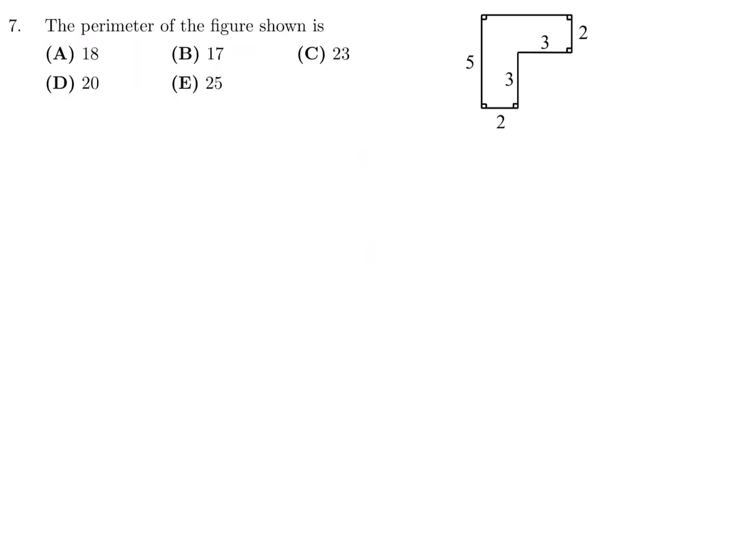The perimeter of the figure shown is, all of these are labeled except this one. So we have to figure that out. Well, from here to here is 2, and from there to there is 3, and these are all right angles. So that means this has got to be 2 plus 3, right? And now we just have to add up the sides. So 2 plus 3 plus 2 plus 3 plus 3 plus 2 plus 5. And when you add up all those numbers, you get 20. So number 7, the answer is D.